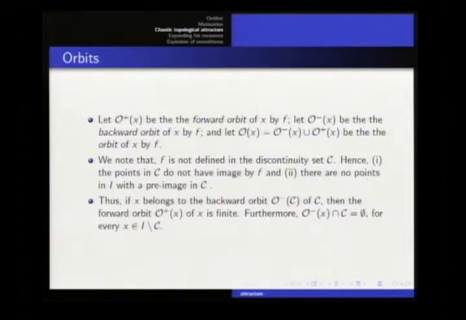So when I will use the notion of orbits, you know that I don't iterate through the critical set. I'm not iterating either forward or backward through the critical set. This is not relevant, but makes notation easier.